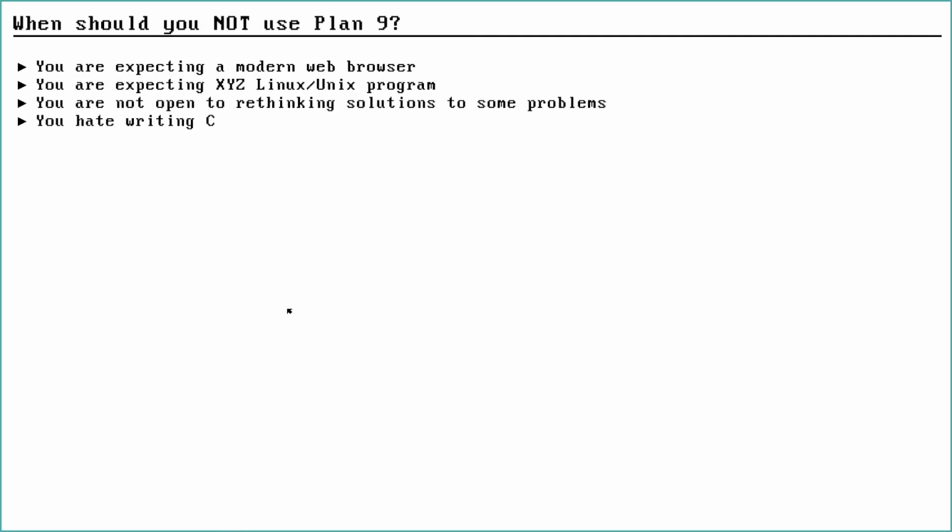So, of course, there are also times when you shouldn't use Plan 9. If you're expecting a modern web browser, don't use Plan 9. We don't have Chrome, we don't have Firefox, you're not going to be watching TikTok videos on Plan 9.